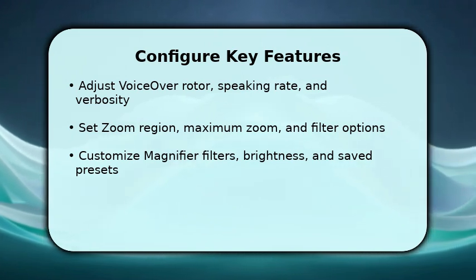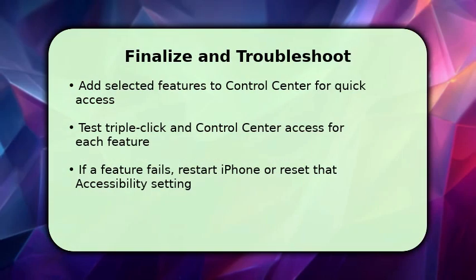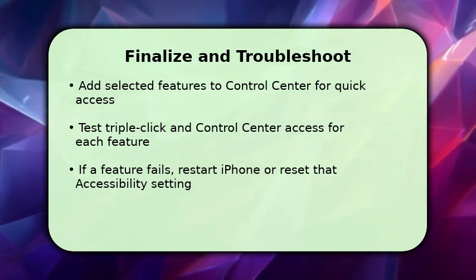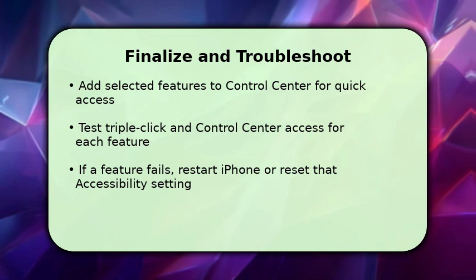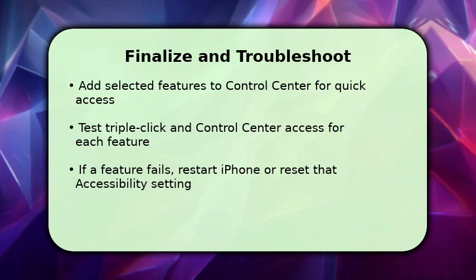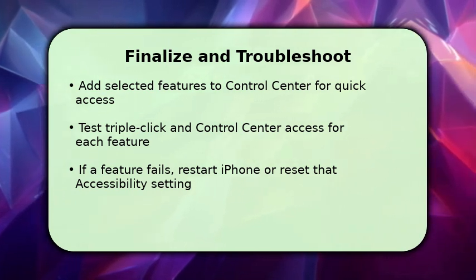Finish by adding your chosen accessibility tools to Control Center for one-swipe access, and confirm the accessibility shortcut triggers them with a triple click. Test each tool in real tasks, reading text, navigating apps, or viewing distant signs, so you know which gestures you'll use.